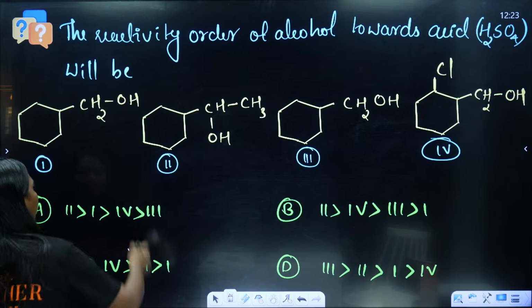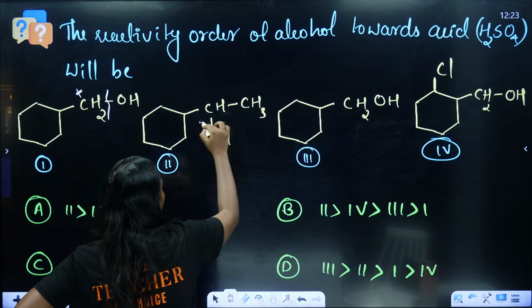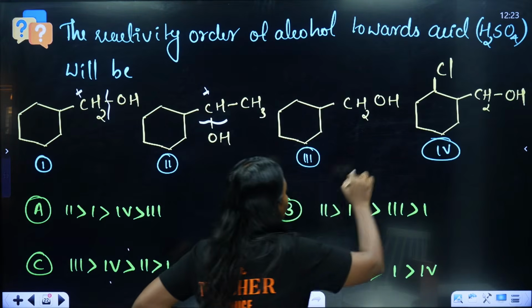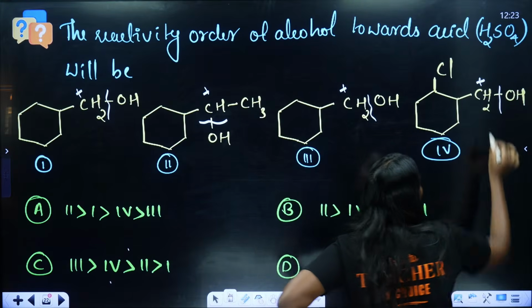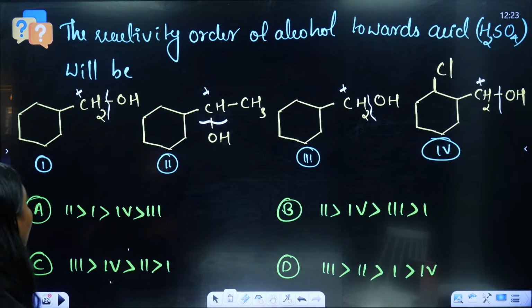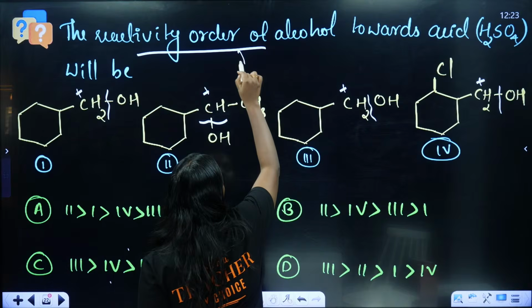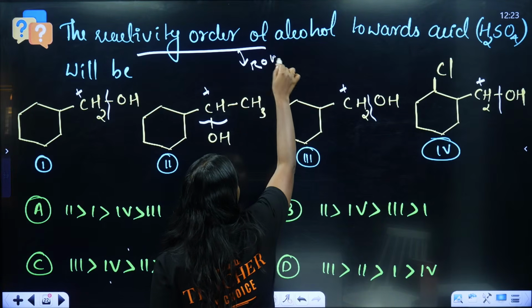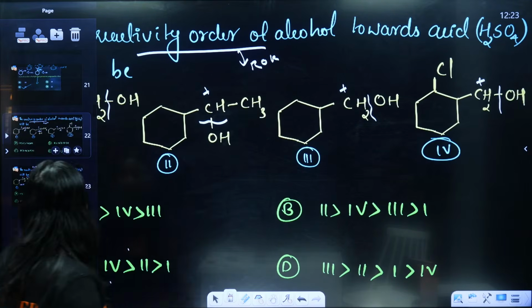Okay, what will happen? This bond will break, carbocation. This bond will break, carbocation. This bond will also break, carbocation. What is the question? The reactivity order. Reactivity order of alcohol towards acid. Here they ask the reactivity order. Order means actually rate of reaction they are asking. Okay, order of reaction. So here you can see that.